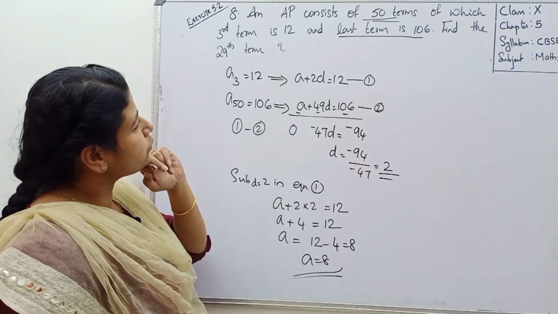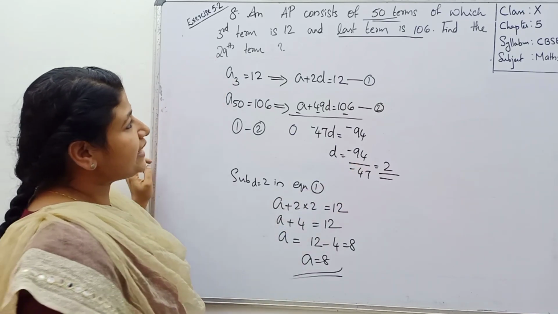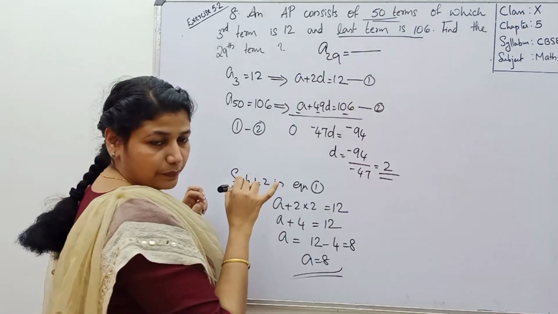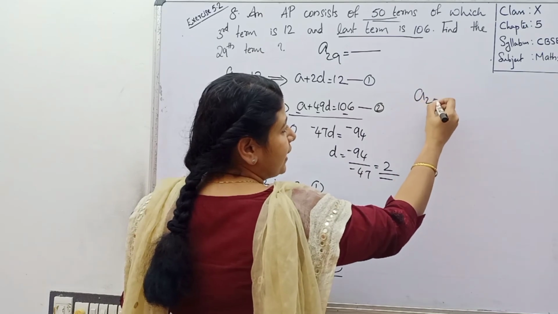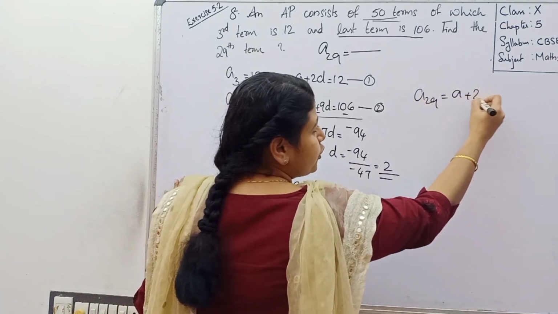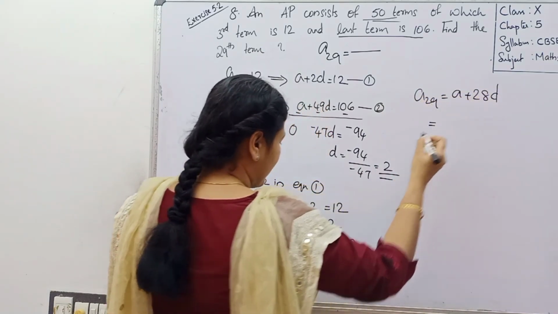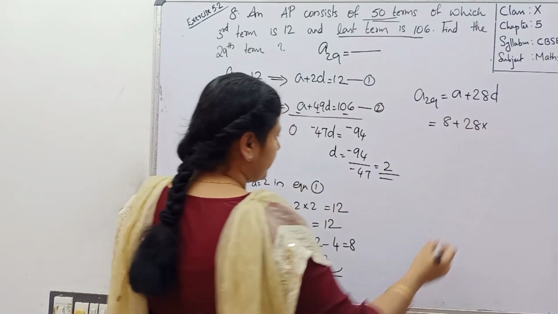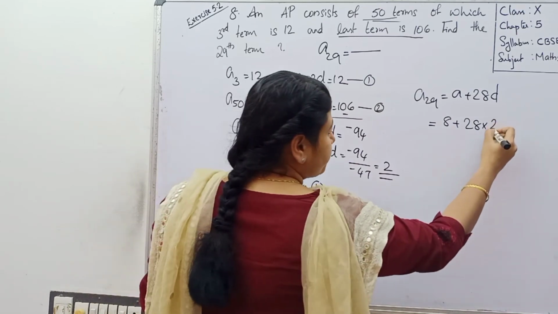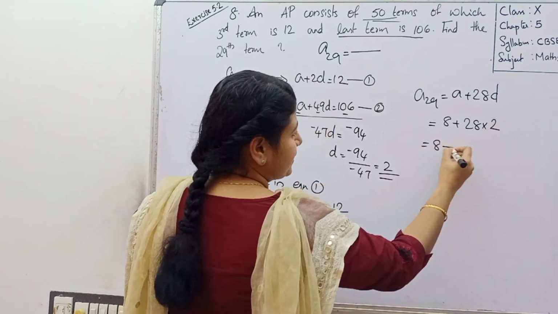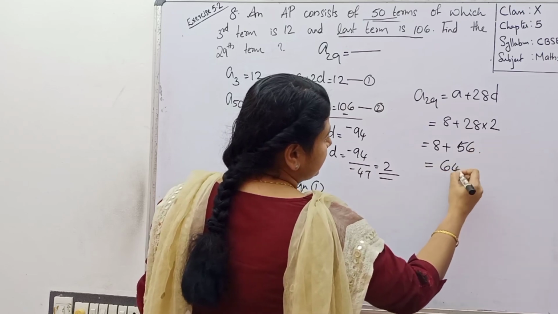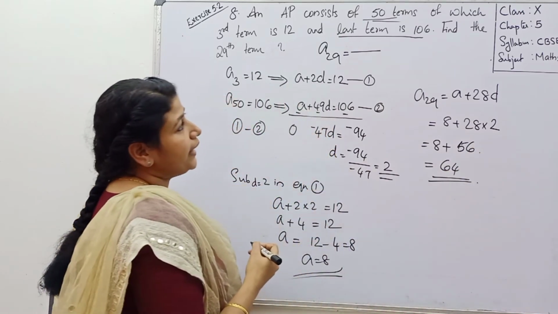Now what we have to find out? We have to find out the 29th term. Okay. So A29, we know that a plus 28d. A is 8 plus 28 into d is 2. So 8 plus 56, which is equal to 64. So A29 is 64.